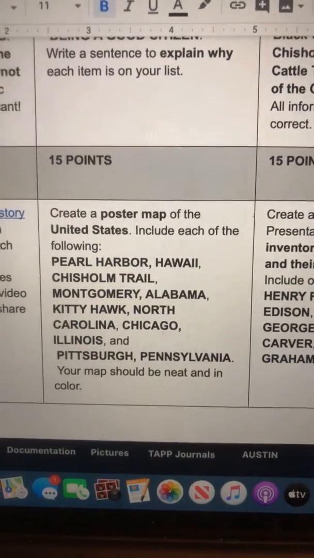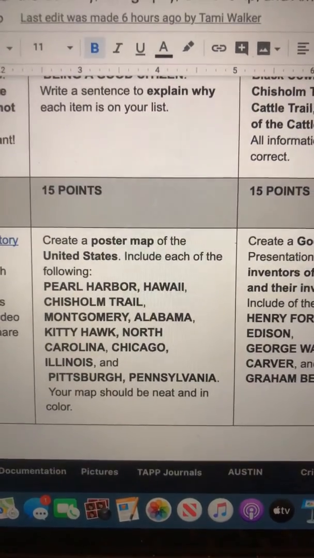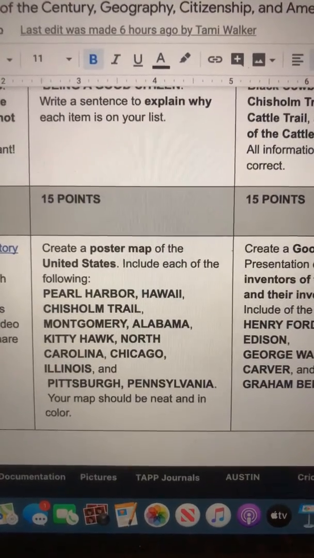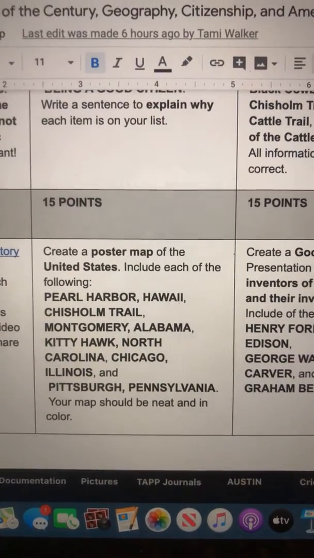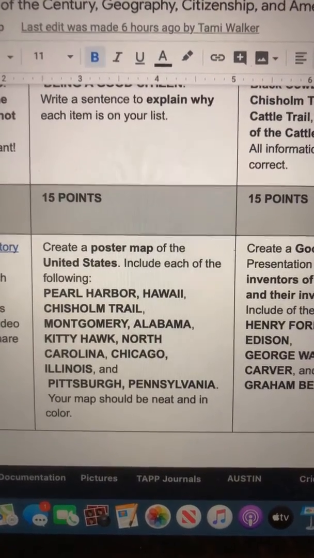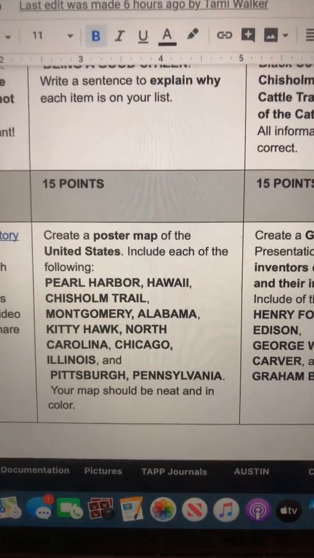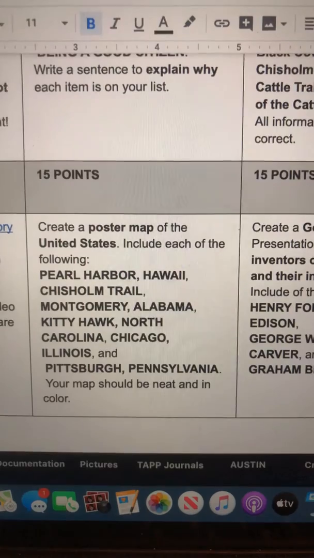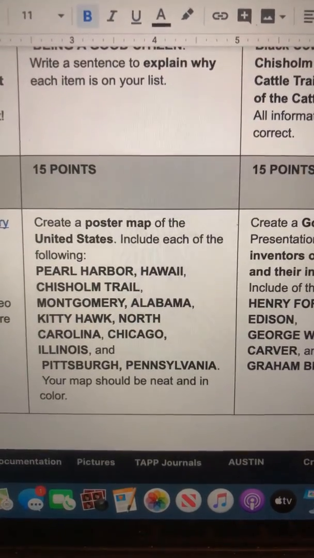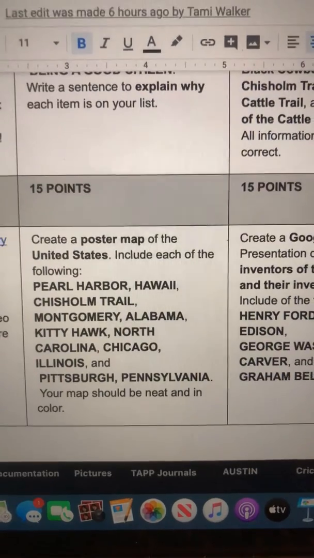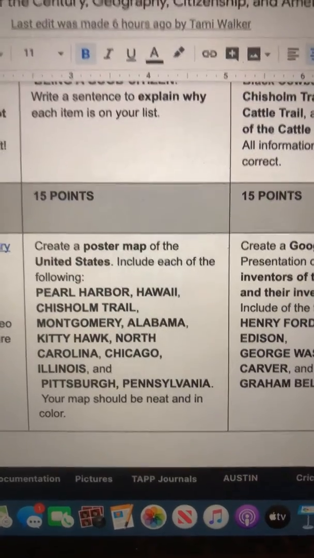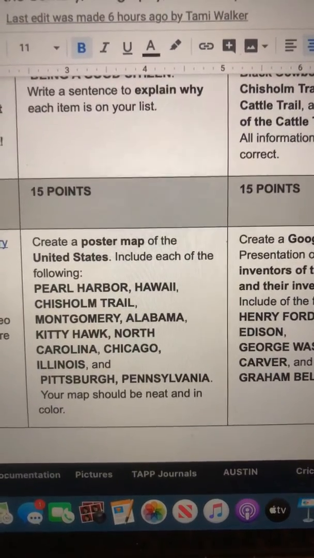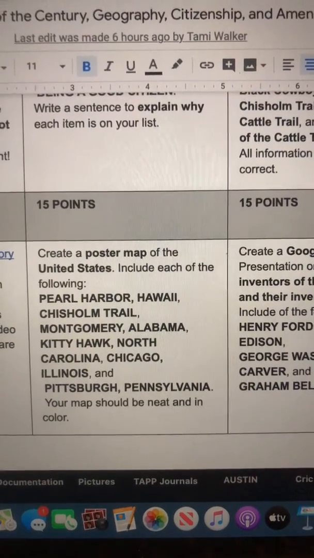All right. And then the next 15-point choice is: create a poster map of the United States using each of the following: Pearl Harbor, Hawaii, the Chisholm Trail, Montgomery, Alabama, Kitty Hawk, North Carolina, and Chicago, Illinois. Your map should be neat and in color. So you can grab some paper and some markers or colored pencils, and your map needs to include each of those things.